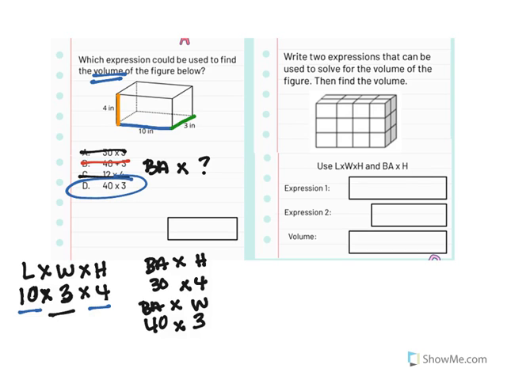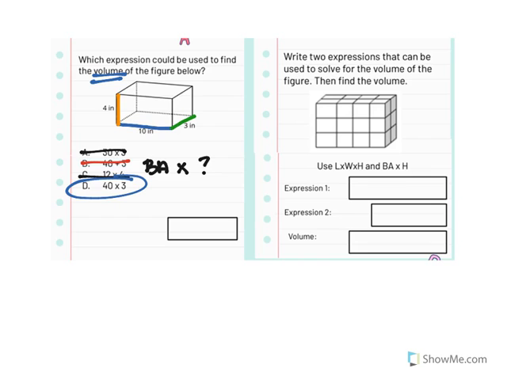This makes sense because we multiplied 10 and 4 to get 40, and then we multiplied that base area by our leftover dimension of 3. Notice how we only multiplied each dimension one time. Let's go ahead and look at our second problem.